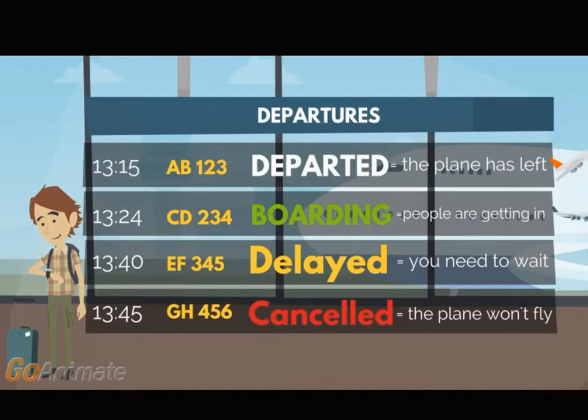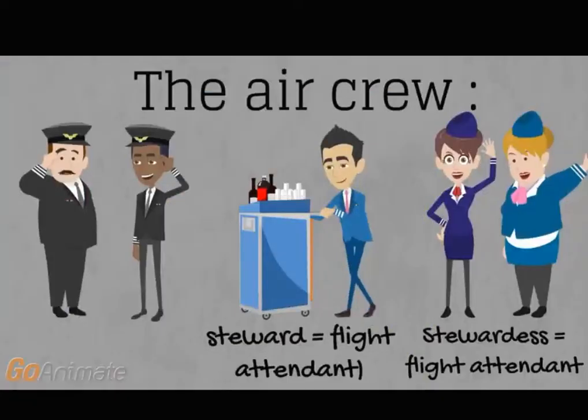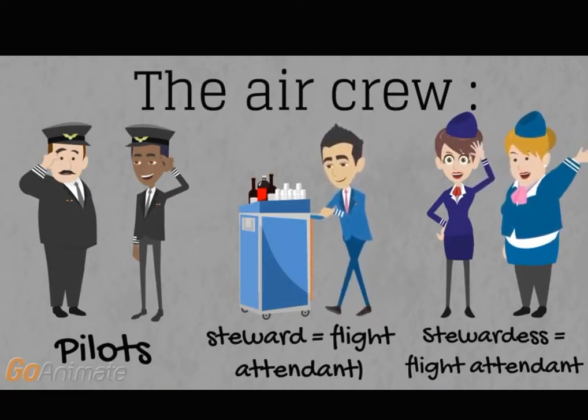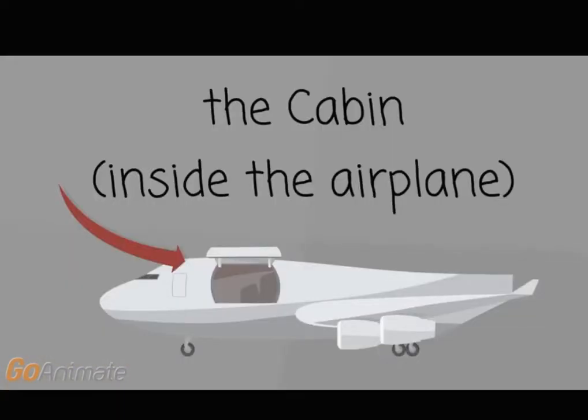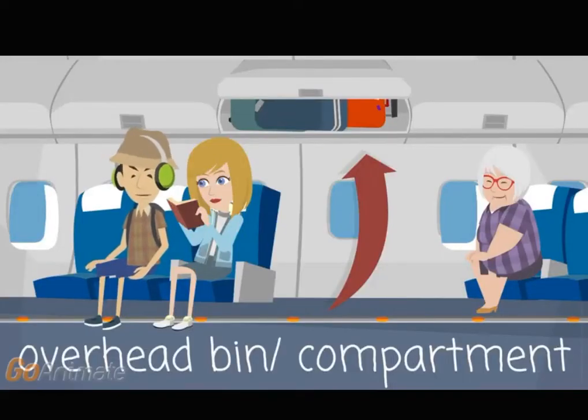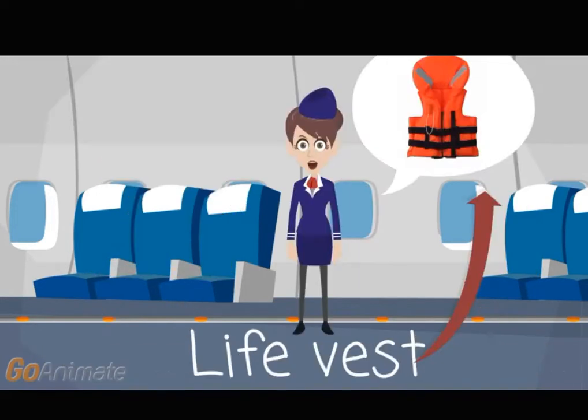Flight departed. Flight is now boarding. Flight has been delayed. Flight has been cancelled. The aircrew includes pilots and flight attendants, people who take care of passengers on the plane. The plane takes off. In the cabin, inside the airplane, you can find overhead bin, a place to store bags above the passenger seats. Life vest is a safety device used during an emergency landing in water.